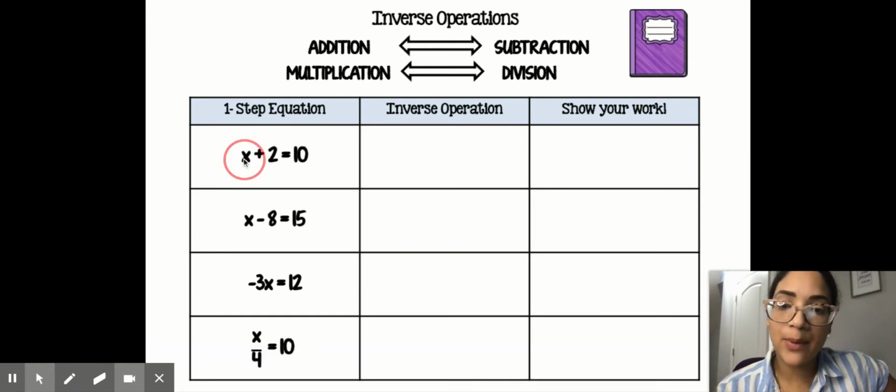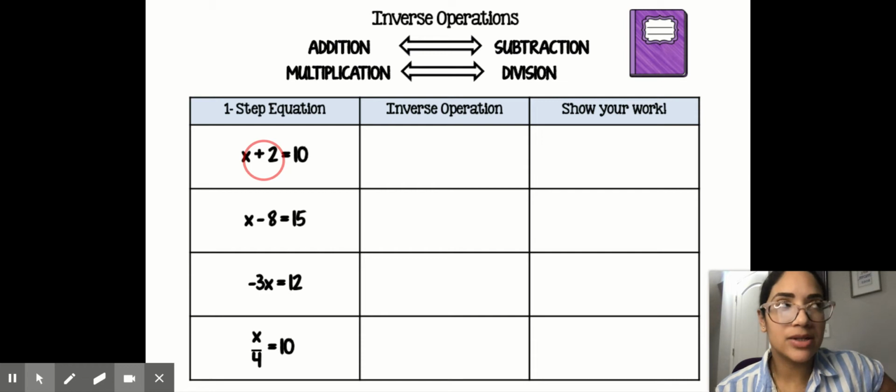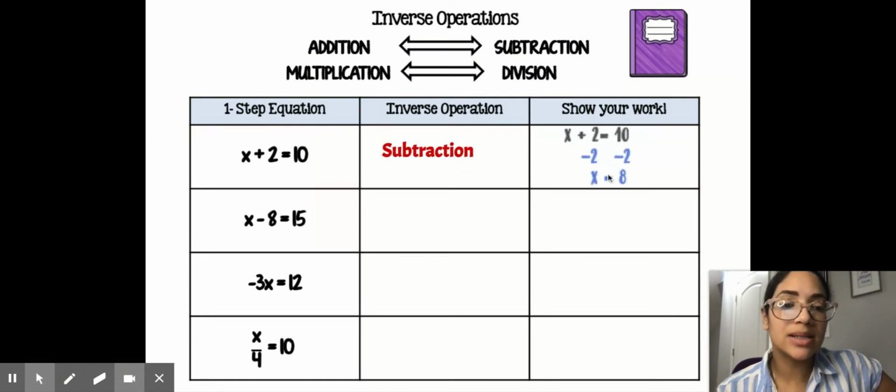In my first example, I have x plus 2 equals 10. So I'm adding 2 here. When you are given a one-step equation, you want to ask yourself, what is the inverse? What is the opposite here? How can I undo this? The inverse of adding 2 would be subtraction. Take a look at my work here. Notice how I subtracted 2 on both sides of my equal sign. It's important to keep things balanced. 2 minus 2 is 0, so then I can bring down my x. And then 10 minus 2 is 8. So I have solved my one-step equation.